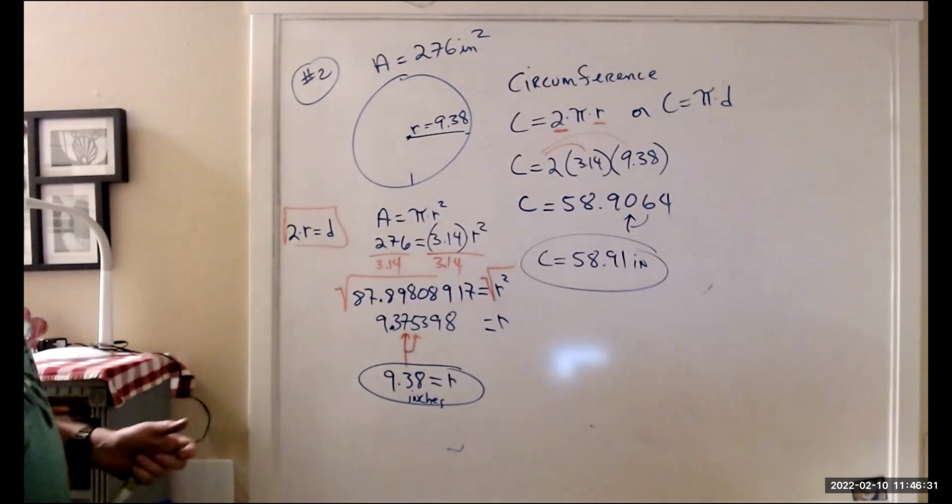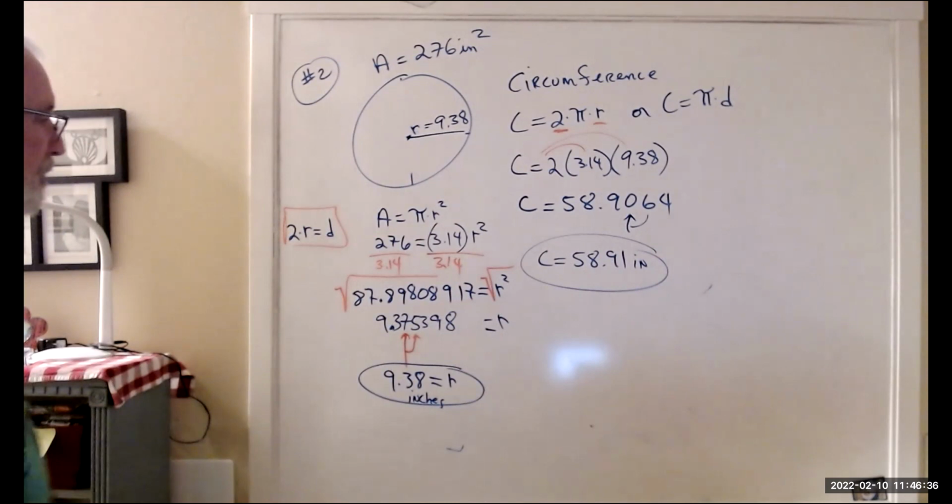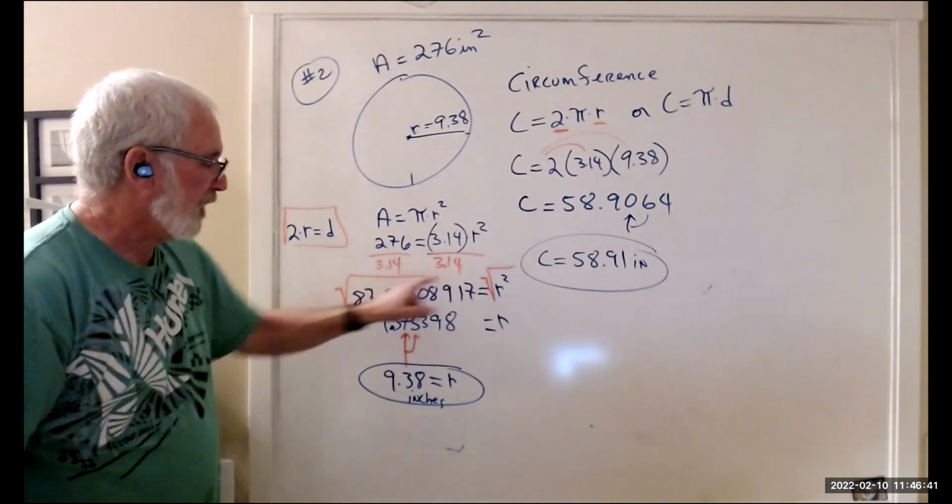So again, you had to know the formulas. The new thing that we picked up here is the square rooting both sides to get rid of a square power.